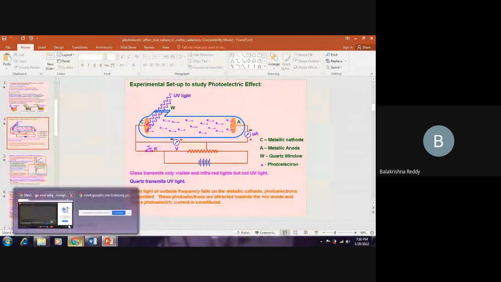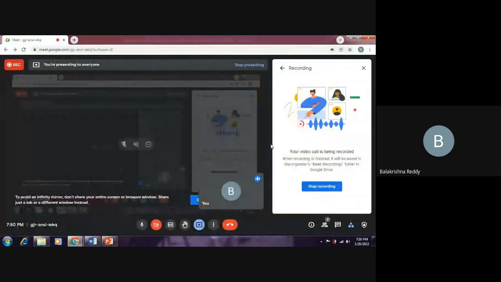Further, from this, we can classify and try to understand more analysis from the basic data of these experimental effects. Thank you.